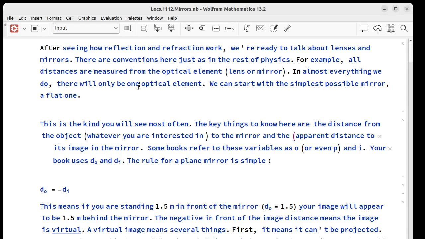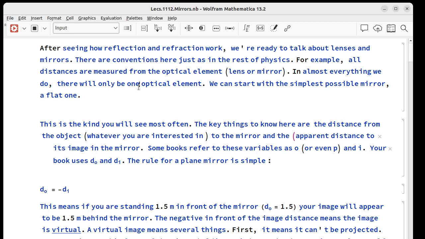Now that we've seen how reflection and refraction work, we can start talking about lenses and mirrors. There are conventions here just like we have in the rest of physics. One, for example, is that distances are measured from the optical element. Either the lens or the mirror is the optical element. For the stuff we're going to do, in almost every case, there will only be one optical element. We may combine a couple of lenses at the end, but in general, there's just going to be one.